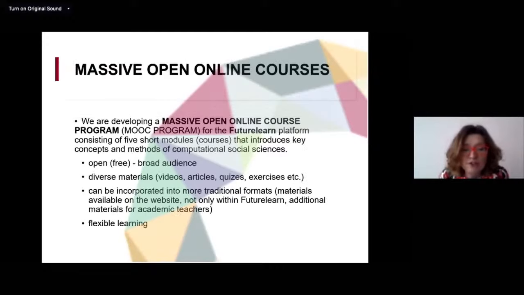The way we want to do this is by developing a massive open online course program that will be published on the FutureLearn platform. This program will consist of 5 short modules or courses, each from 2 to 4 or 5 weeks long. These courses will introduce key concepts and methods of computational social sciences. This approach has several benefits.